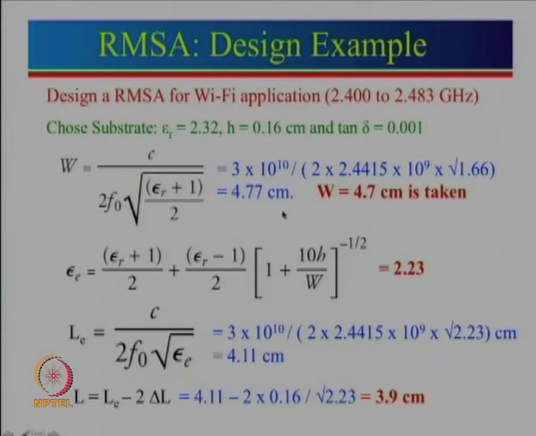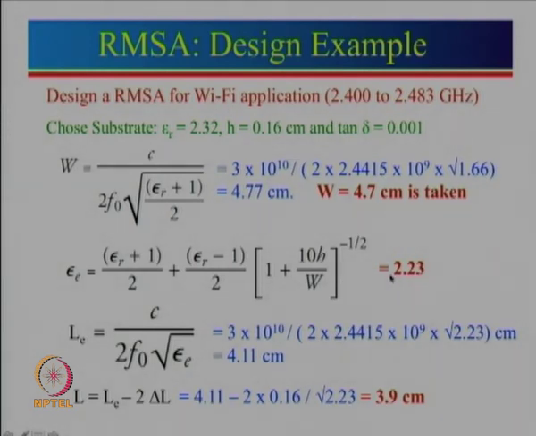Now, as I mentioned, it is not necessary that you take this value of W, you can take any different value. I have just taken a value which is 4.7, you can take 4 also, you can take 5 also, you can take 3 also, depending upon the requirement. For this value of W now, we substitute the value of epsilon r, which is 2.32, H is known, 0.16, put W here, do the calculation, and epsilon effective is 2.23.